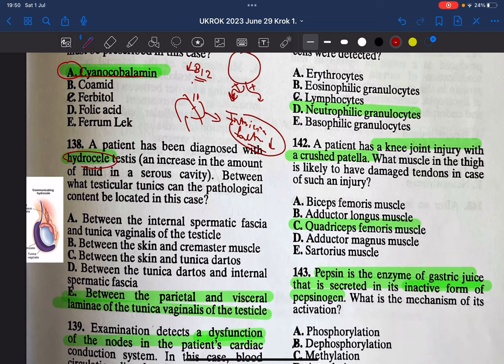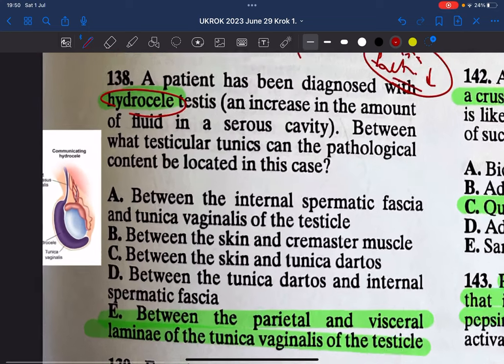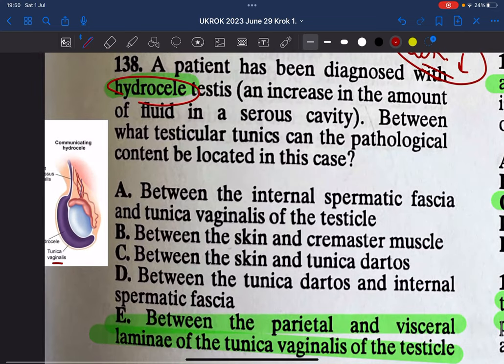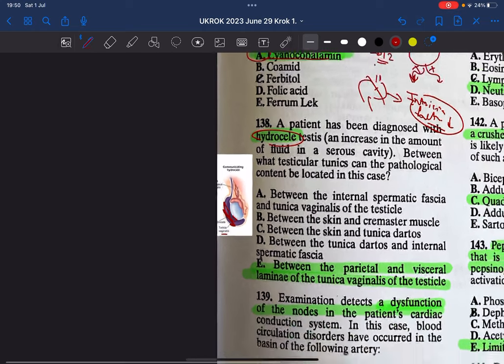Hydrocele refers to the accumulation of fluid between the layers of the tunica vaginalis, and the tunica vaginalis is a membrane that has a visceral layer and a parietal layer, and this is where the fluid will accumulate.